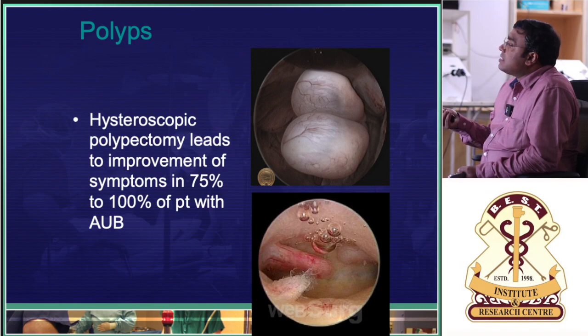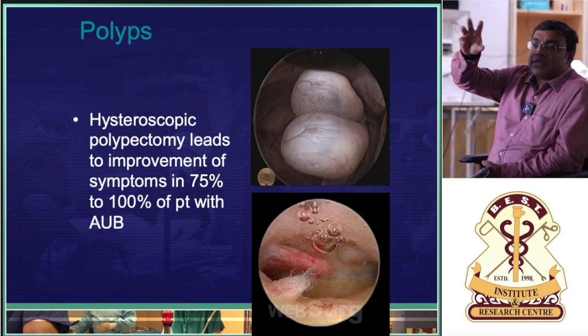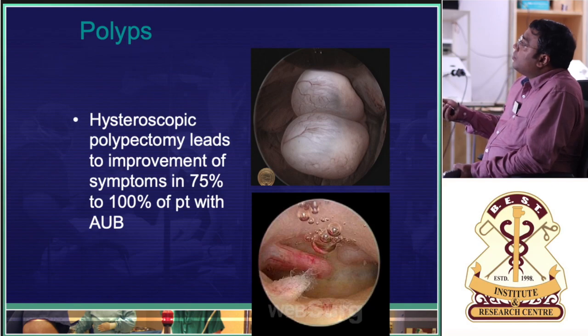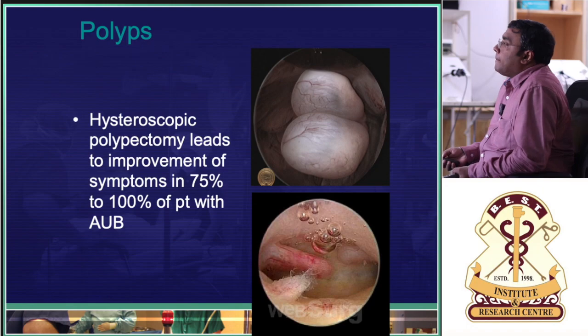So this is a cystic polyp, that is, cystic degeneration or changes that are happening. So it has become like a cystic lesion. 1, 2, 3, 4, 5, so many are there. Okay.